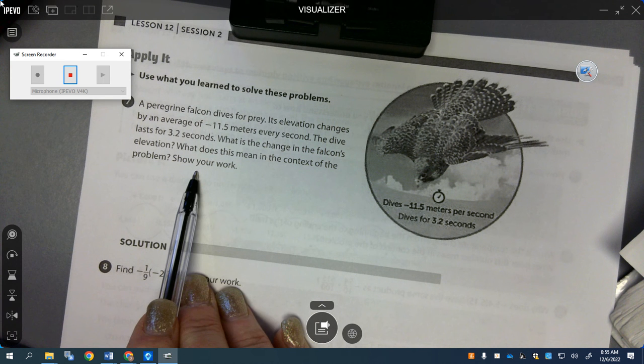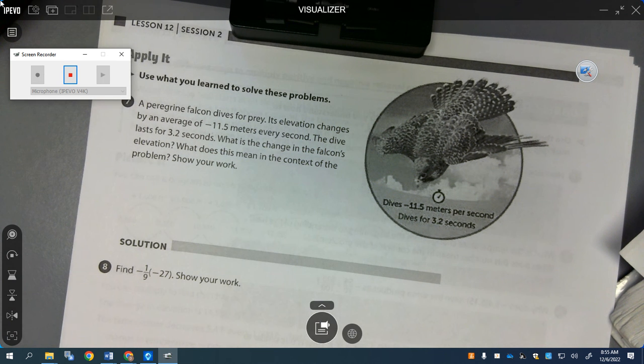Okay, I want you guys to visually think about it. Here's the falcon. All of a sudden, it dives, and it dives 11 and 5/10 meters for every second. And how long does it dive for? 3 2/10 of a second. So what are you going to do to figure out how far the elevation changed?